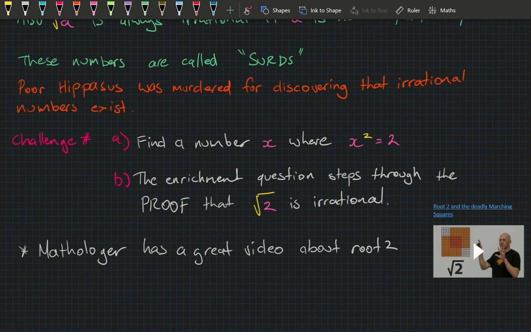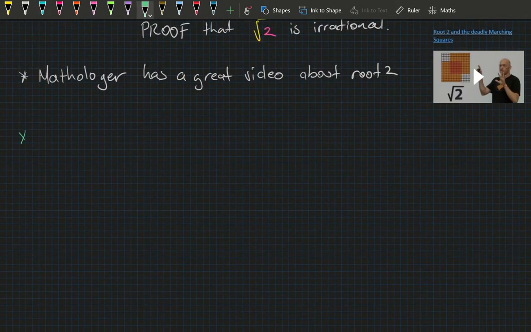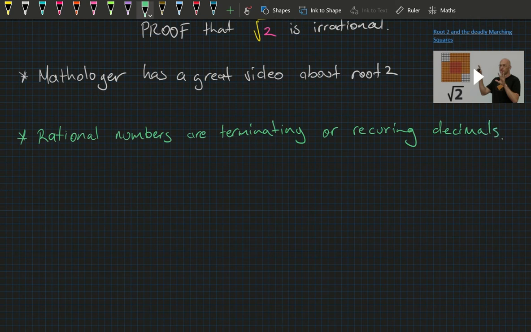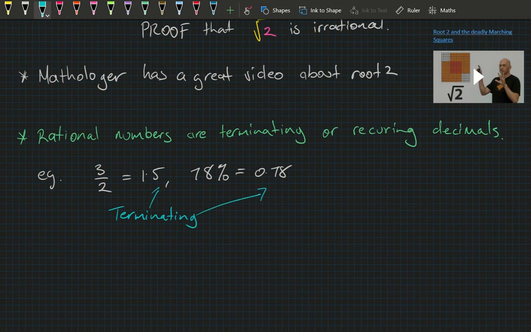So when the Pythagoreans discovered irrational numbers, they were thinking about ratios or fractions. But in modern times we use decimals, and it turns out the rational numbers are represented as terminating or recurring decimals. So for example, 3 on 2 is equal to 1.5 and 78% is equal to 0.78. And you can see that their decimal expansion terminates. Whereas 1/3 is equal to 0.33333, and that's definitely recurring.